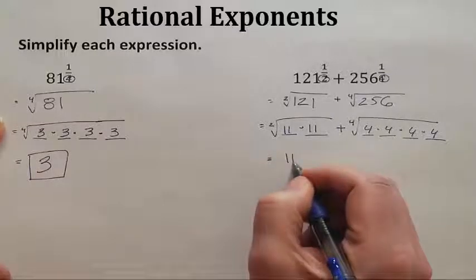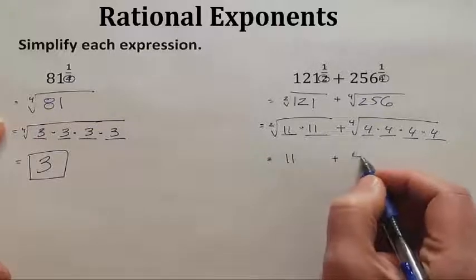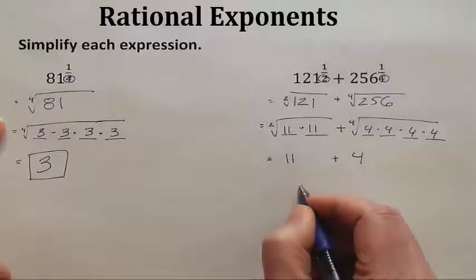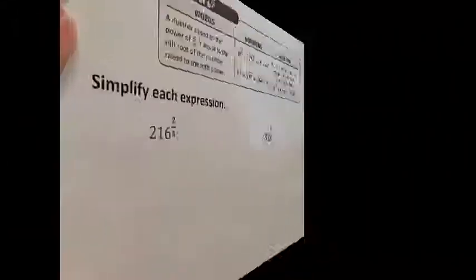This answer is 11. I'm supposed to add this to... What number did I multiply all those times? It was 4. So now I have 11 plus 4. What is 11 plus 4? That is 15. And you're done.